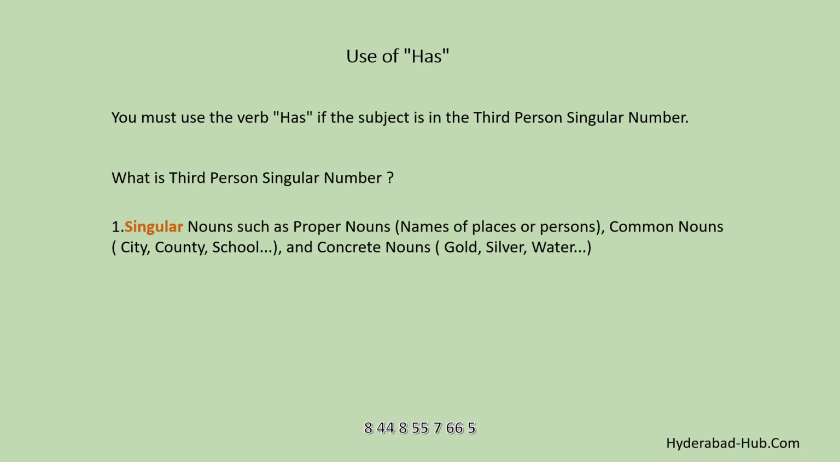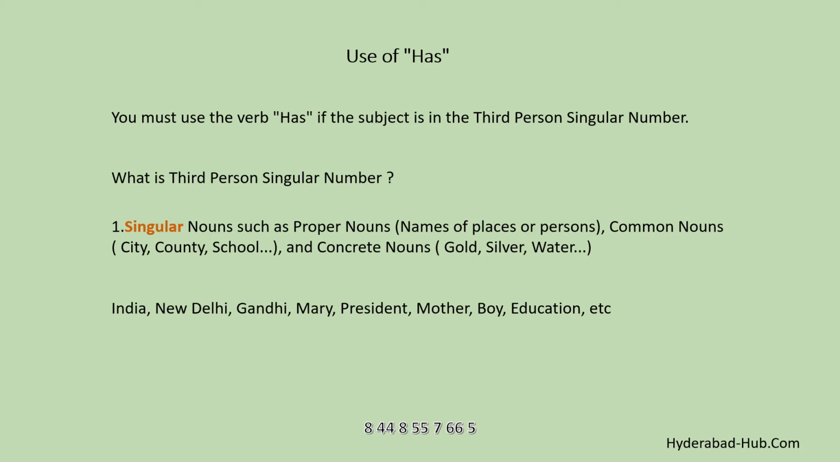Singular nouns such as proper nouns, that is, names of places or persons, common nouns such as city, country, school, or concrete nouns such as gold, silver, and water. All these are third person singular numbers. For example, India, New Delhi, Gandhi, Mary, the president, mother, boy, education. All these are third person singular.